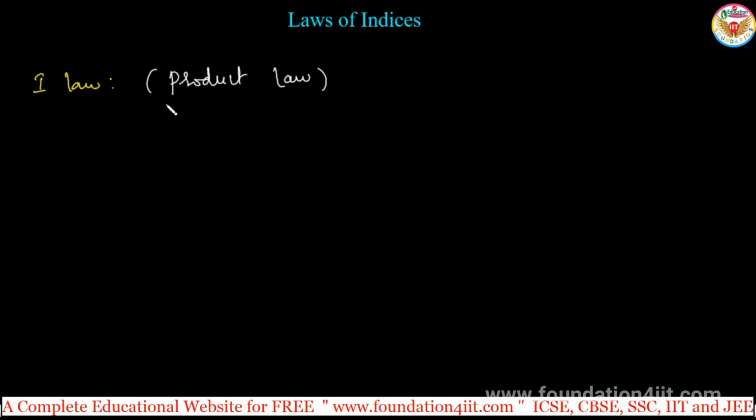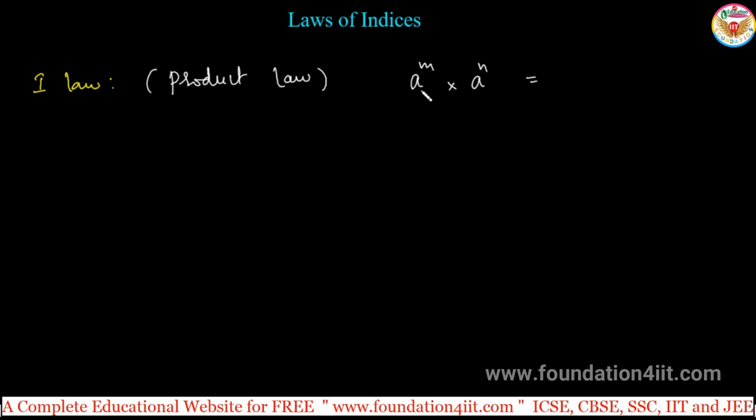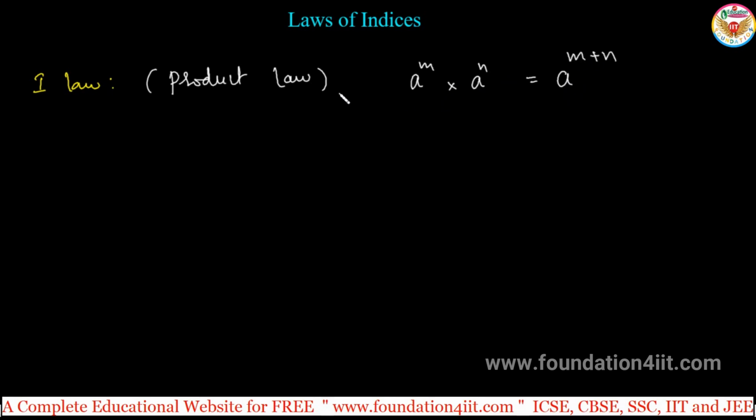So when you come to this product law, let us take variables. a to the power m means a is raised to the power m, and a to the power n, a is raised to the power n. Whenever the bases are equal, we can add the powers. a to the power m plus n. This is nothing but the product law. Let us see the example.